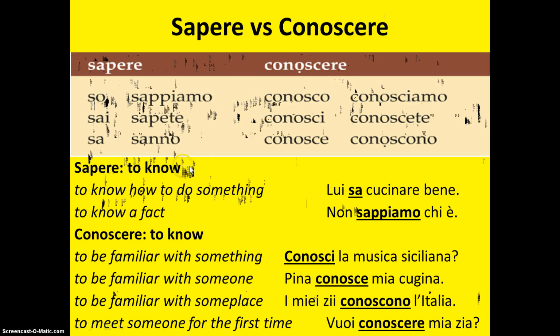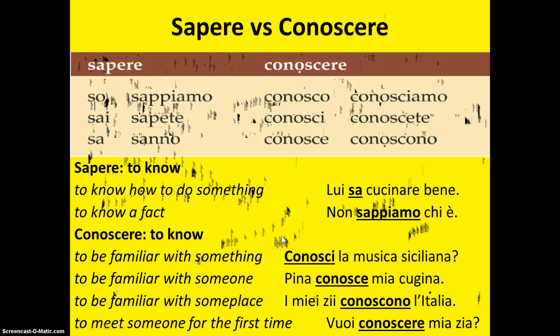So first let's look at sapere. Obviously it translates as to know, but it has a different use than conoscere, which also translates as to know. Sapere is used to talk about something you know how to do or a fact that you know. For example, lui sa cucinare bene. He knows how to cook. Or noi non sappiamo chi è. We don't know who that is. So here you have an example of knowing how to do something and knowing a fact or knowing information.